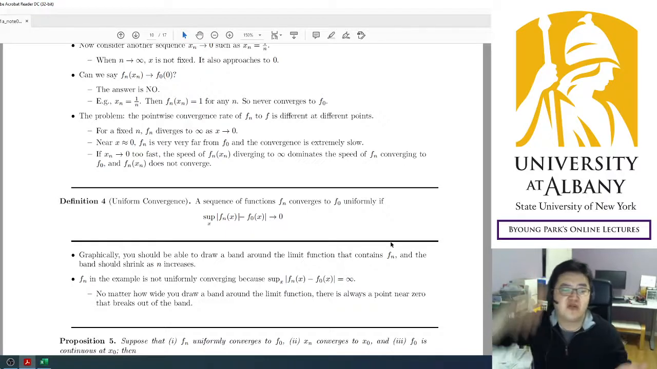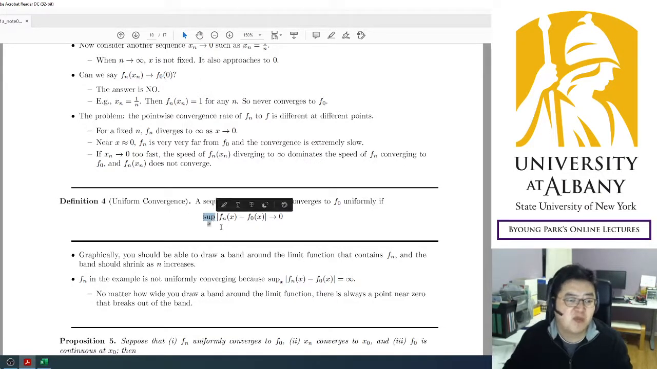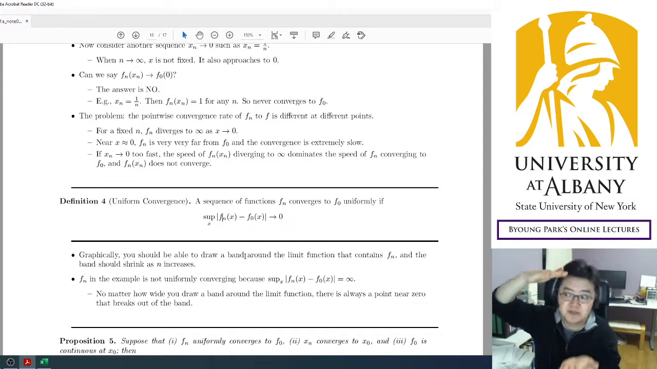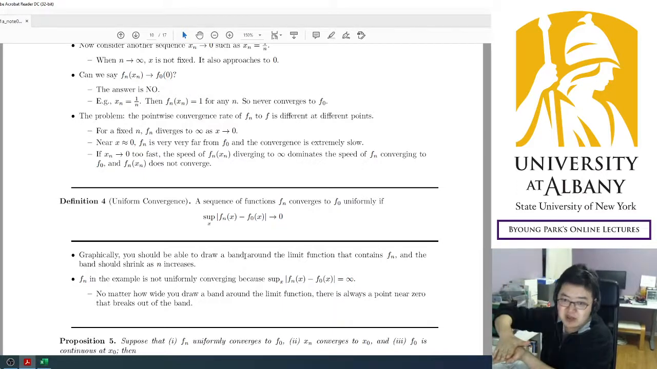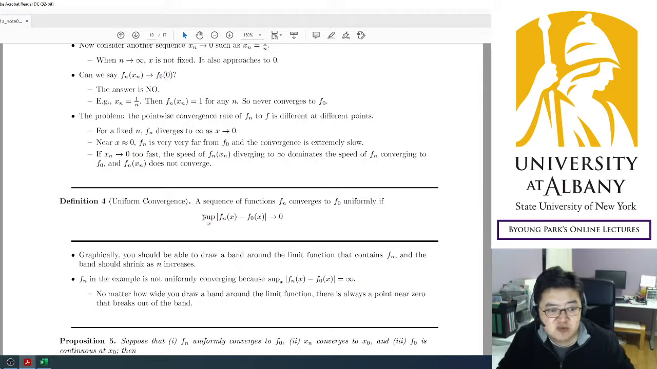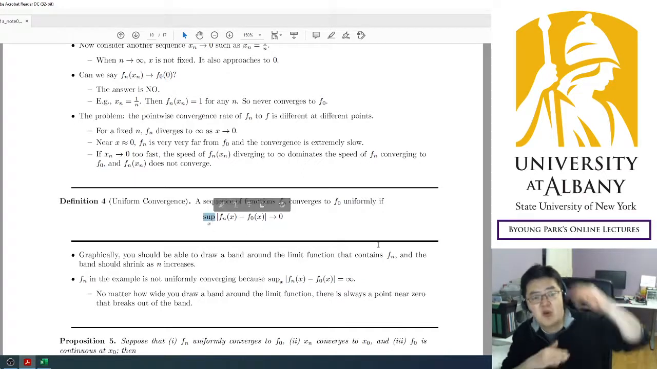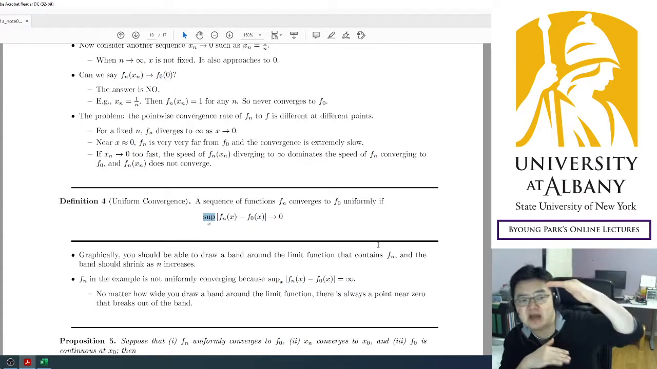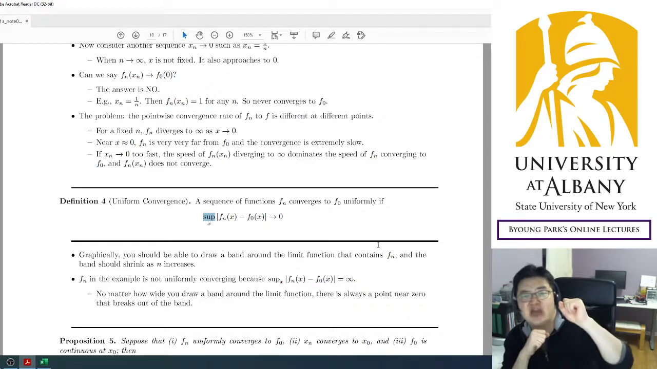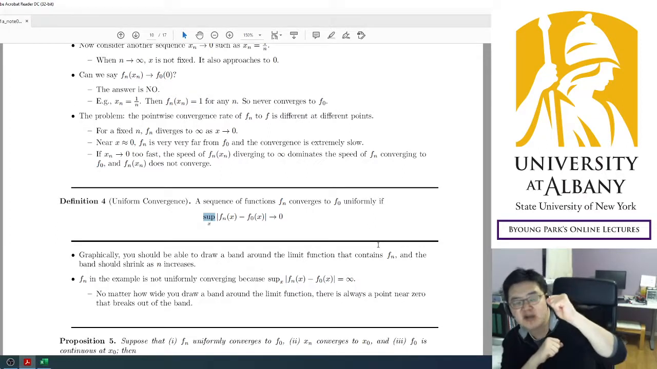So the supremum captures the maximum difference between the limit and f_n. At some points it converges quickly and at some points it converges slower. But what it says here is the supremum is capturing where the difference is the maximum. So it requires that even at the point which has the slowest convergence rate, the difference must converge to 0.